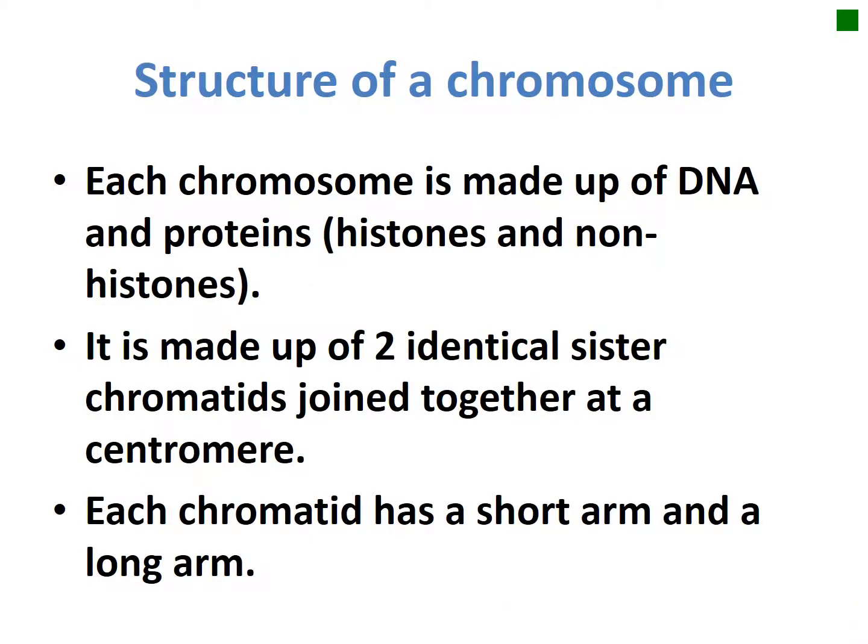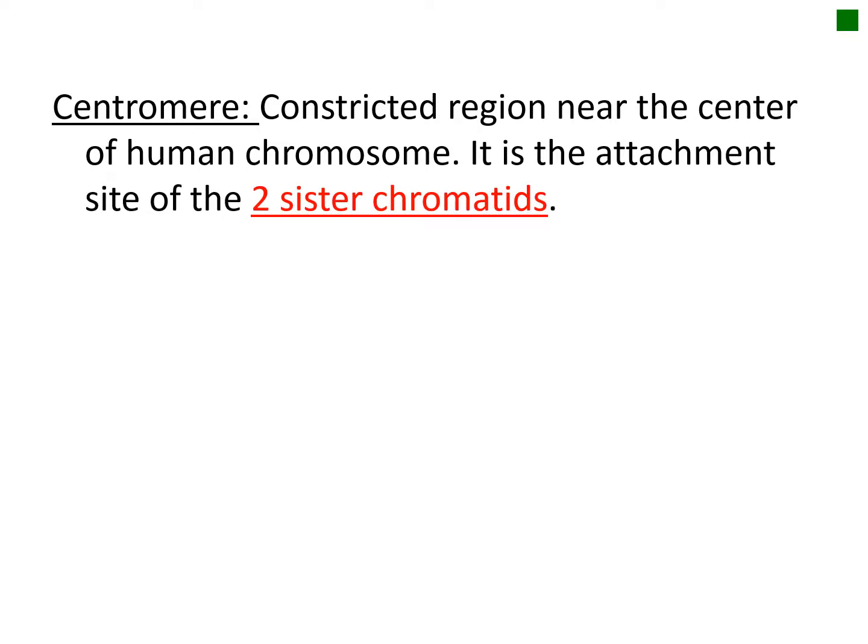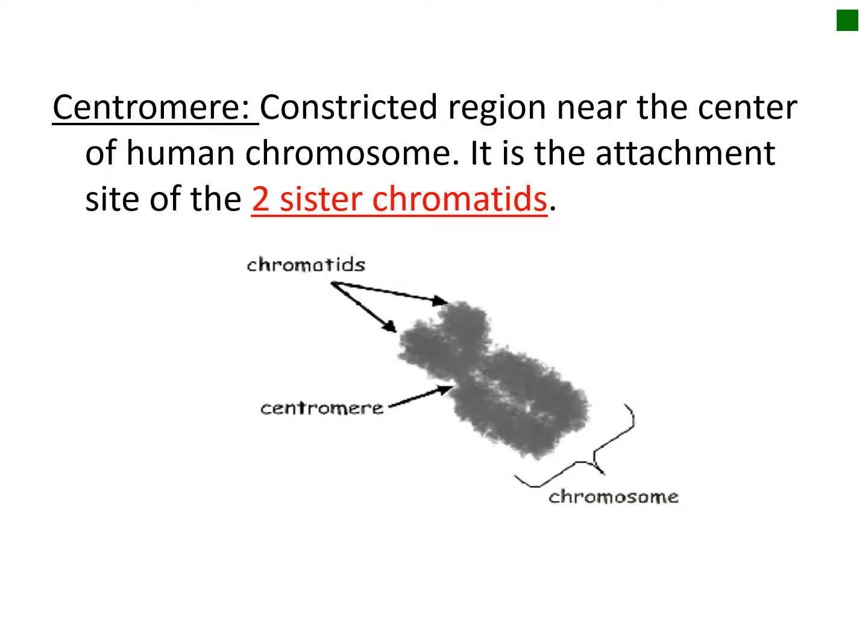Each chromosome is made up of DNA and proteins, histones and non-histones. It's made up of two identical sister chromatids joined together at the centromere. Each chromatid has a short arm and a long arm. The centromere is a constricted region near the center of the chromosome. It's the attachment site of the two sister chromatids. So in the middle, where they attach, is called the centromere.